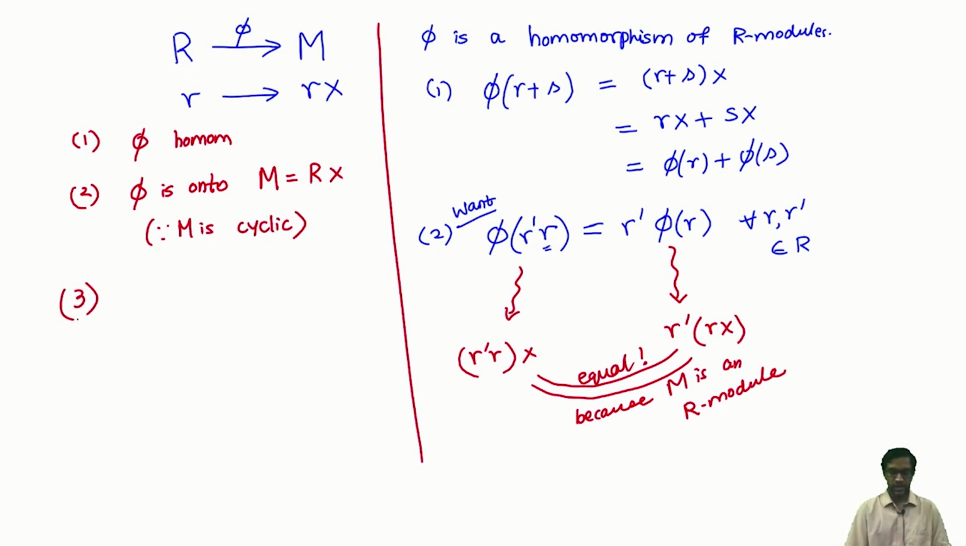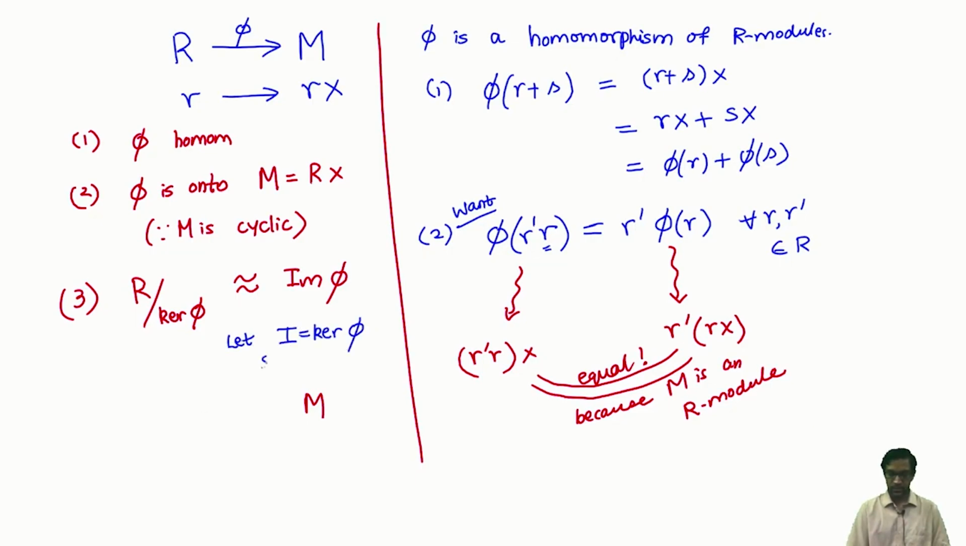Now we are in good shape because we can apply the first isomorphism theorem, which says that when I have a homomorphism, then R modulo the kernel of this map is isomorphic to the image of this map. In this case, what's the image? The image is M, and let's call the kernel I. What is the kernel in general? Remember, if I have a homomorphism between two modules, the kernel is always a submodule. So let I be the kernel of this map.